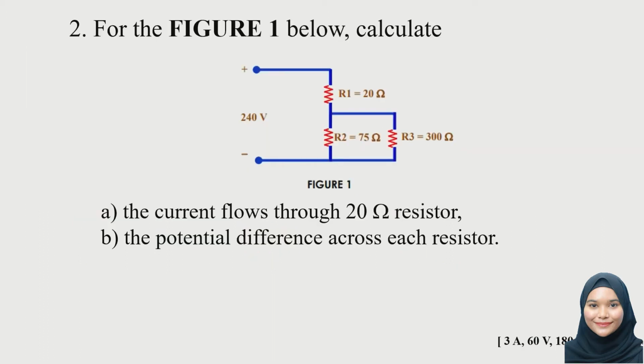For figure 1 below, calculate the current flows through 20 ohm resistor. As you can see in figure 1 here, there are 3 resistors. And the 20 ohm resistor is resistor 1. So we need to calculate the current flow through resistor 1. And we also need to find the potential difference across each resistor. So we have 3 resistors here, so we need to find V1, V2 and V3. Okay, for this question, I will solve it in a table form.